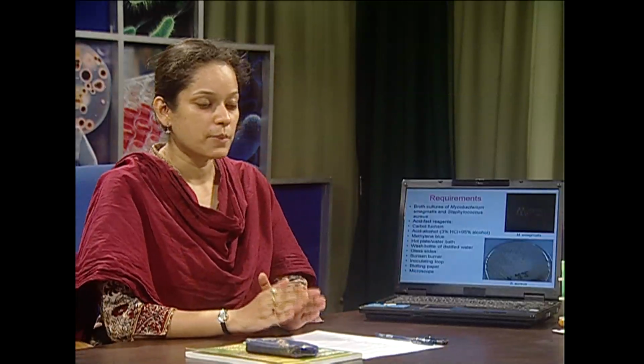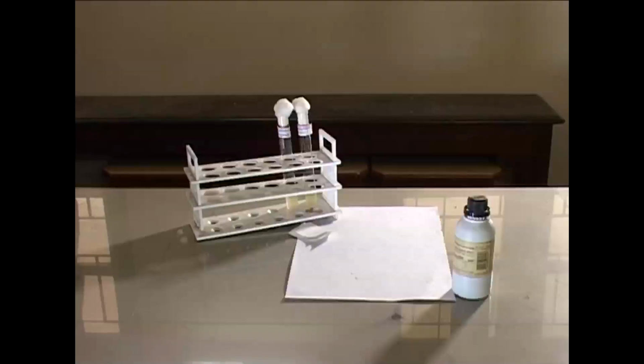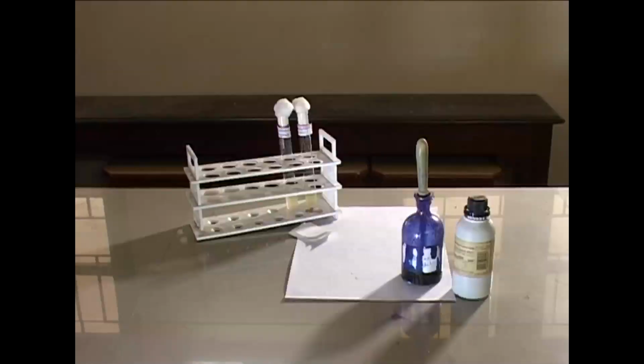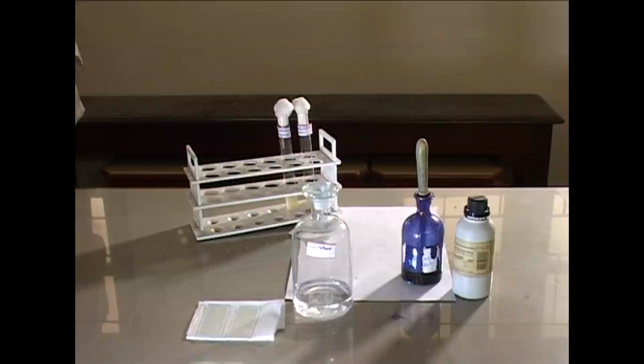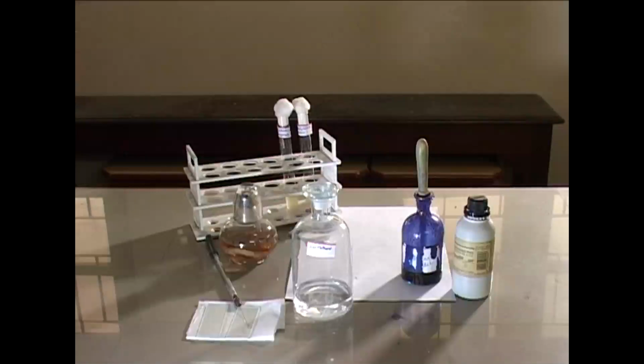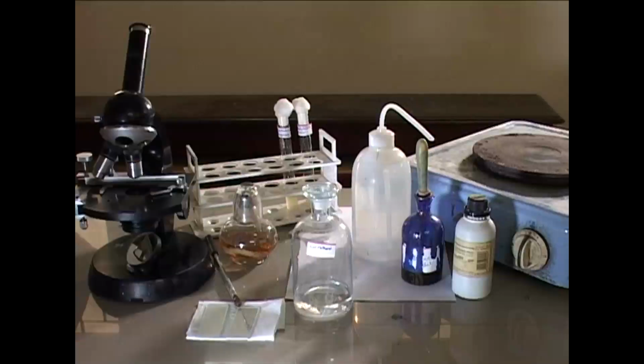We require Mycobacterium smegmatis culture and another organism which is non-acid fast, like in this case we have taken Staphylococcus aureus. The staining reagents include carbol fuchsin, methylene blue, and a decolorizing agent which is acid ethanol. Apart from this, we require clean grease-free glass slides, inoculating loop, spirit lamp, hot bath or a hot plate, then distilled water and a microscope.